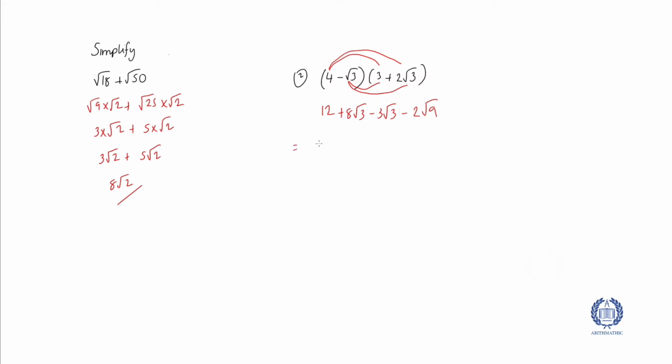So if we simplify that, that's going to be 12. 8 lots of root 3 minus 3 lots of root 3 is just going to be 5 lots of root 3. And then root 9 is 3 times 2, minus 6. 12 minus 6 is 6, plus 5 root 3. And that should be your answer.